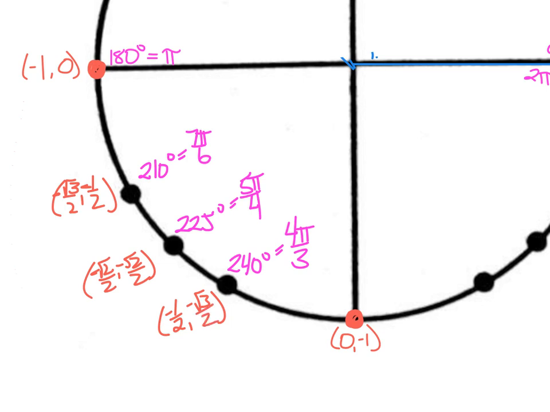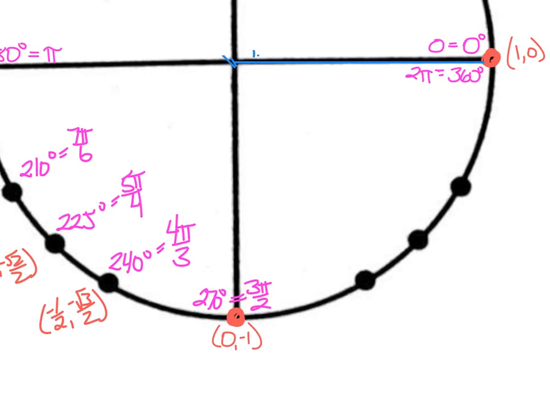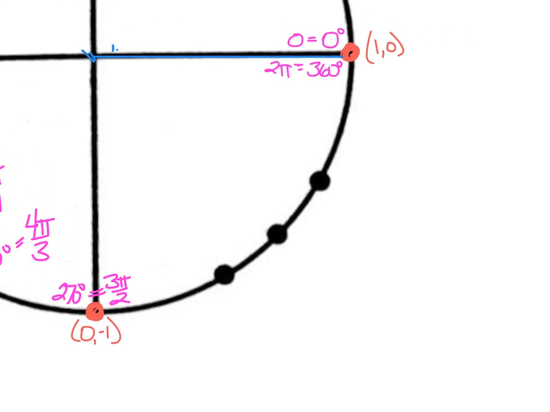Before I move into the fourth quadrant, I see that I'm missing one angle here. This right angle that makes up the negative y-axis, that's going to be 270 degrees, which is 3 pi over 2. So let's finish this off by moving into the fourth quadrant.